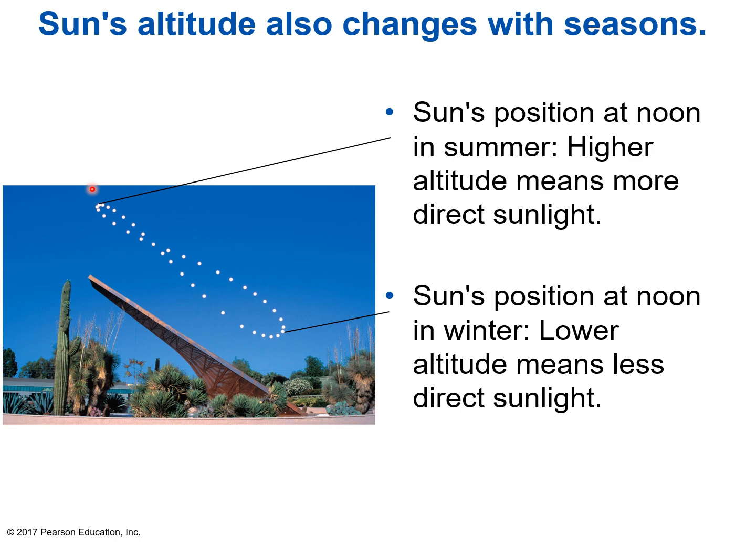And as the year progresses, we get to wintertime. Notice the sun is lower in the sky. The sun's position, lower in the sky. Lower altitude means less direct sunlight, and it takes a more southerly course.